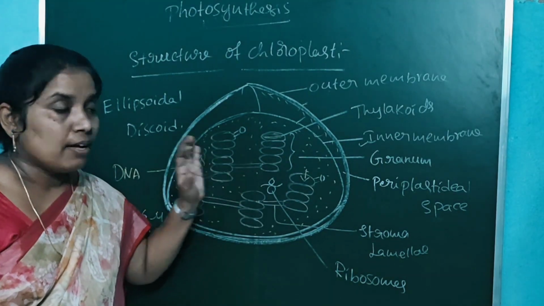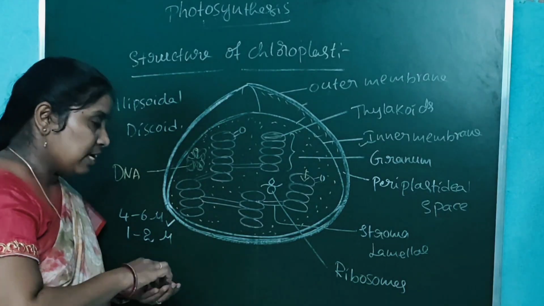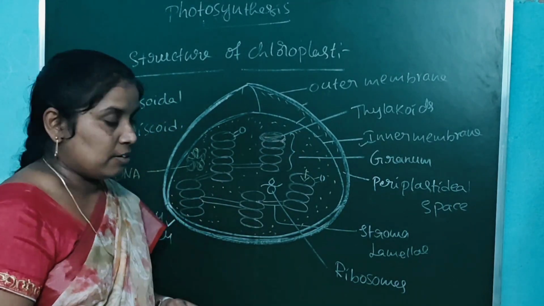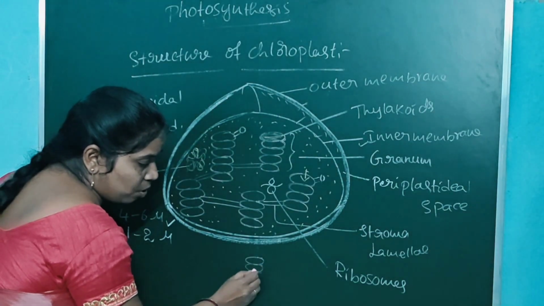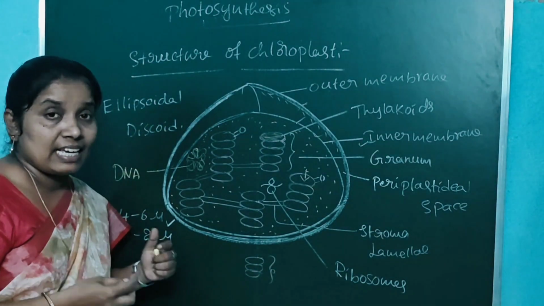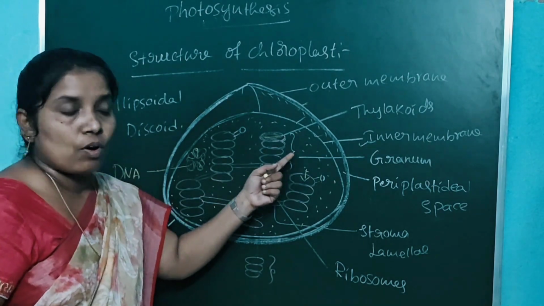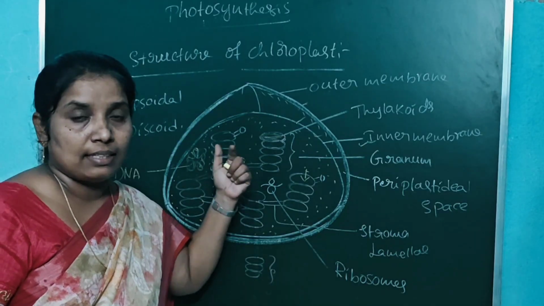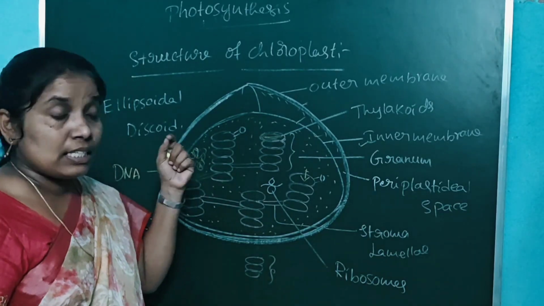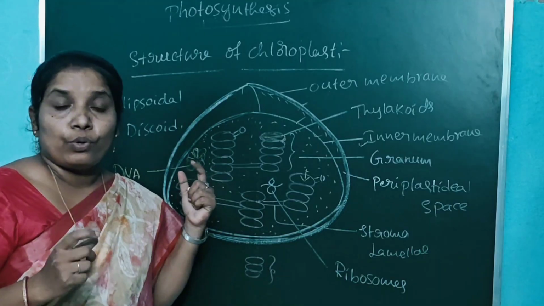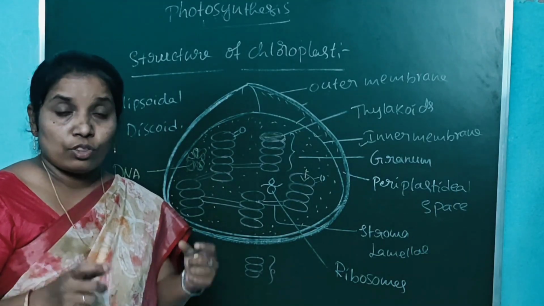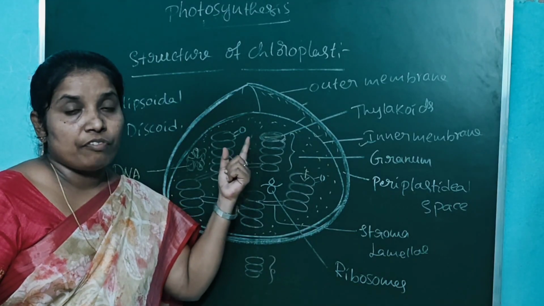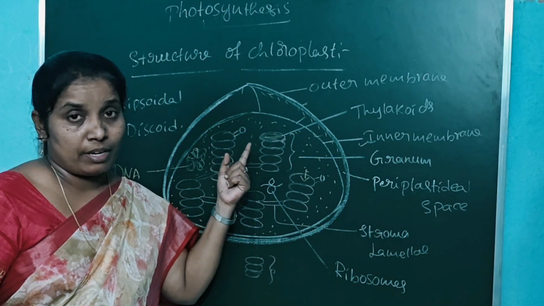In the matrix there are many thylakoids. They are arranged one above the other in a stack-like manner, and that stack is called a granum. Each thylakoid has chlorophyll pigments, carotenoids and xanthophylls on its membrane. The actual site of the light reaction is the thylakoid membrane, remember.